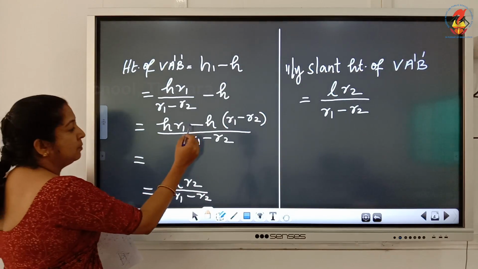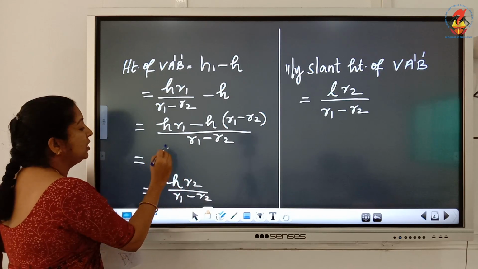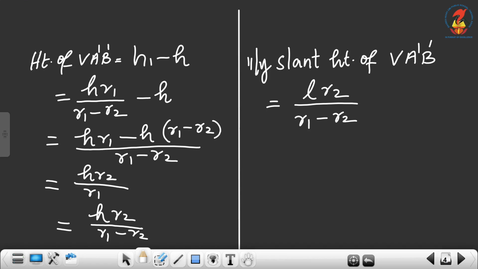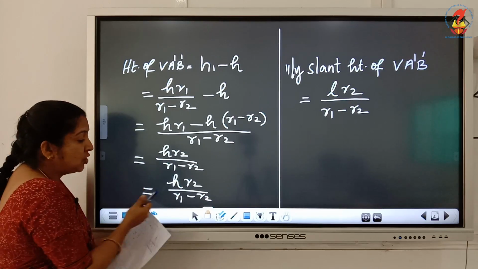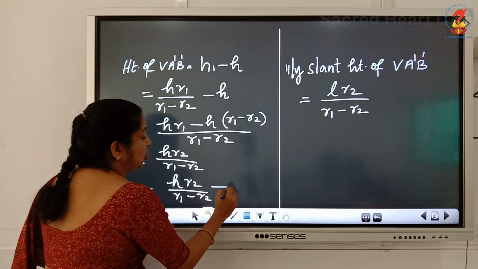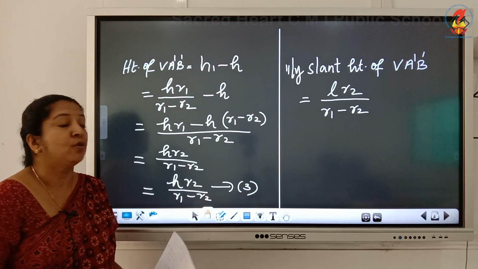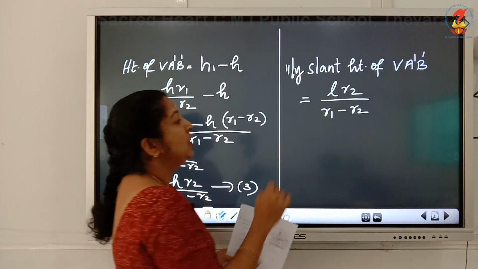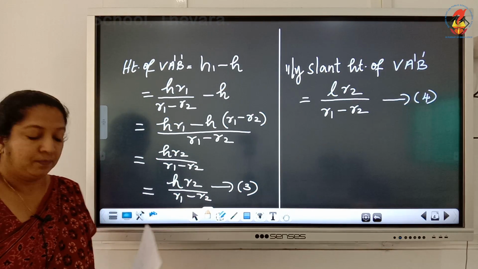So we can open the bracket. When we open, we can cancel HR1 and HR1. Remaining HR2 will remain divided by R1 minus R2. So height of VA' B' is equal to HR2 divided by R1 minus R2. We can mark it as equation 3. Similarly, slant height of VA' B' is equal to LR2 divided by R1 minus R2. Mark this as equation 4.